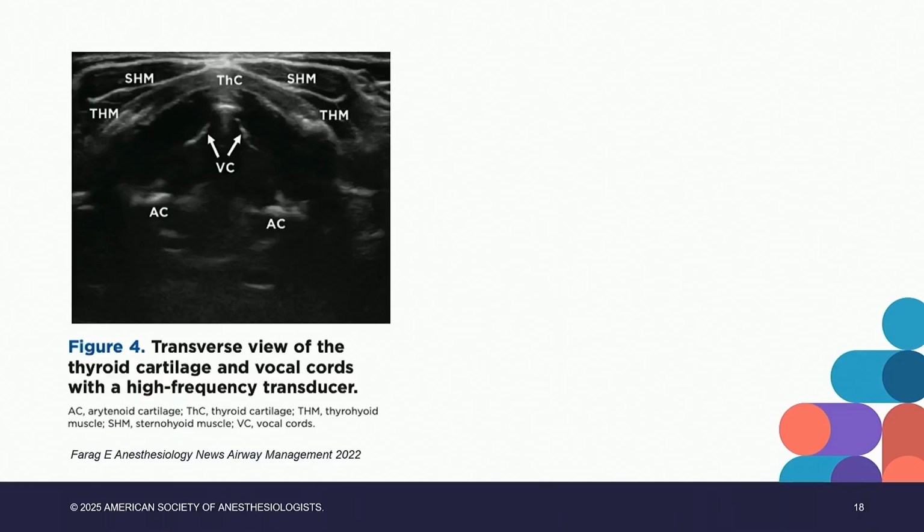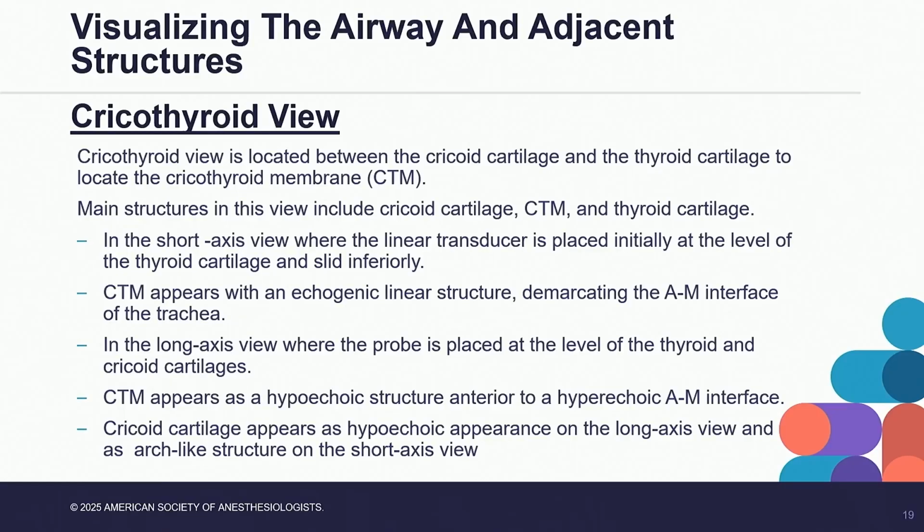Also, we have here another view, and you have the vocal cords and the thyroid cartilage, and the thyroid cartilage inverted here, and the strap muscle. And you have here the vocal cords and arytenoid. It's a very easy and very simple view to be visualized.